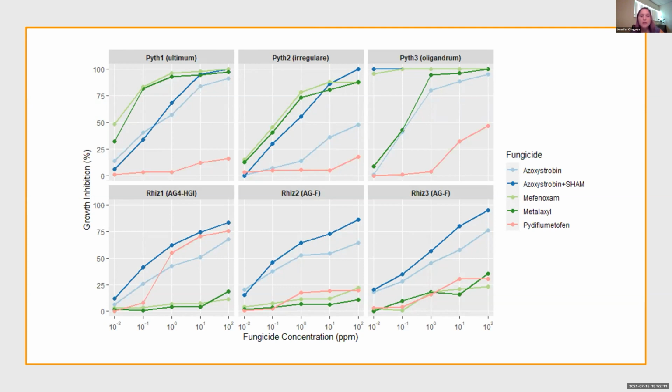For Rhizoctonia on the bottom row, azoxystrobin showed decreased activity as compared to the Pythium isolates. The slopes of those curves are a lot less steep. As expected, mefenoxam, metalaxyl, and pydiflumetofen didn't really have any activity, with the exception of Rhizoctonia 1, where we did see some inhibition from that chemical.